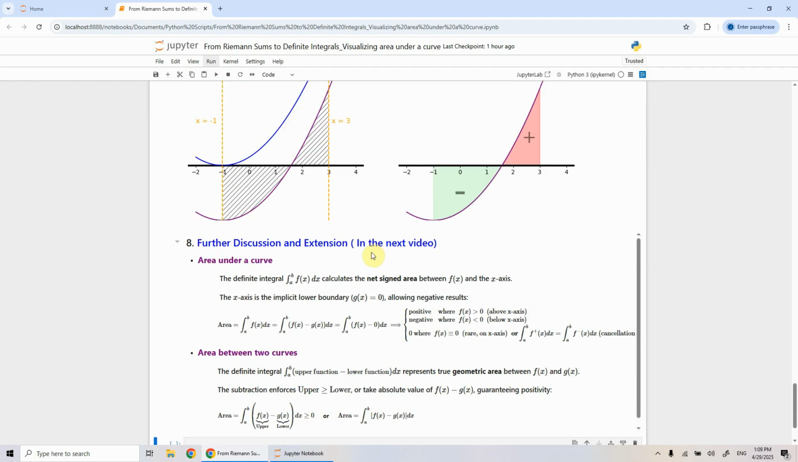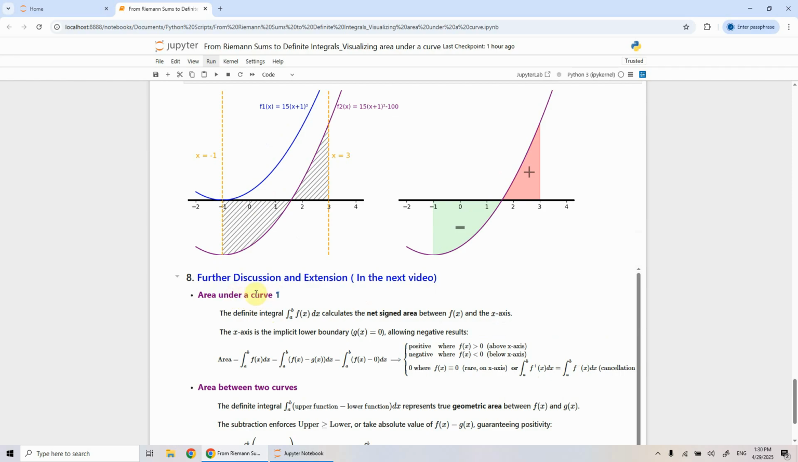In the next video, we'll study the difference between area under a single curve and the area between two curves. For the area between two curves, we always subtract the lower curve from the upper curve, so the result is always positive, representing the true geometric area between two curves. The area under a single curve is exactly what we're learning about in this video.